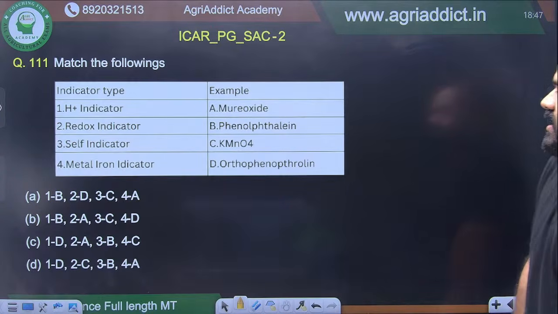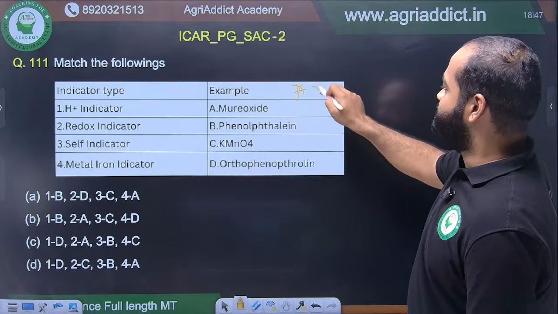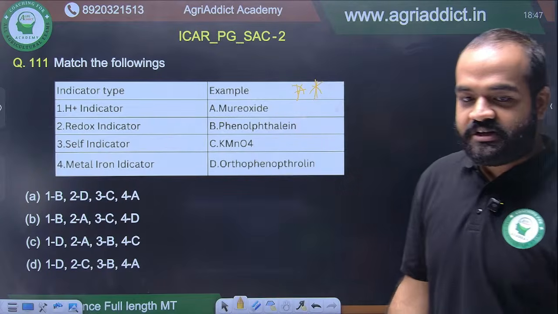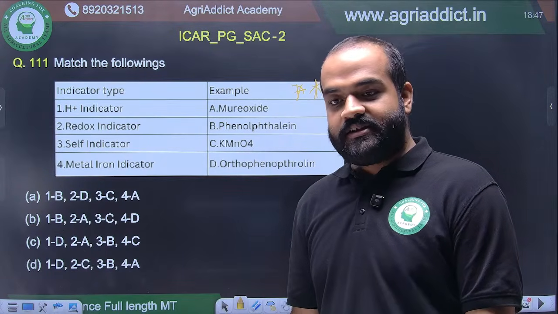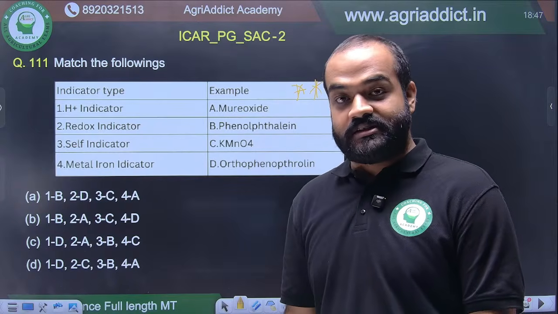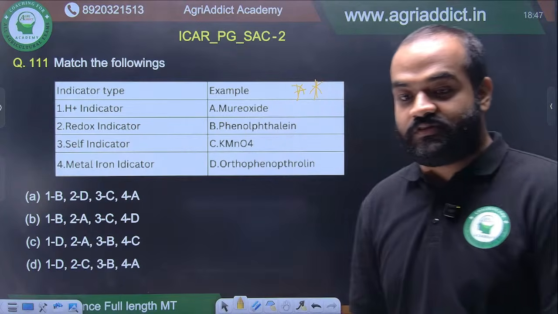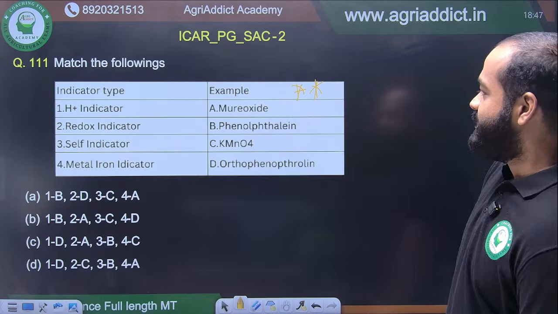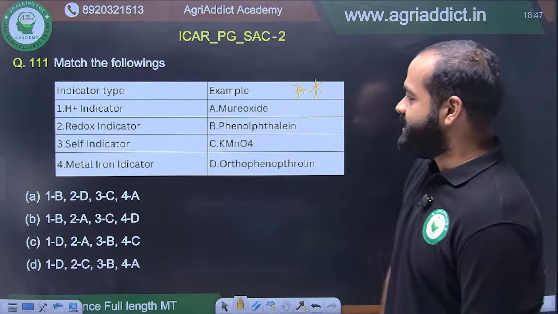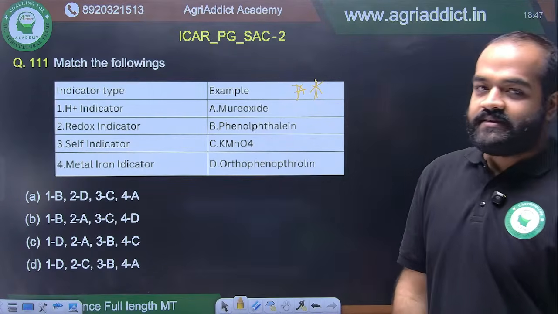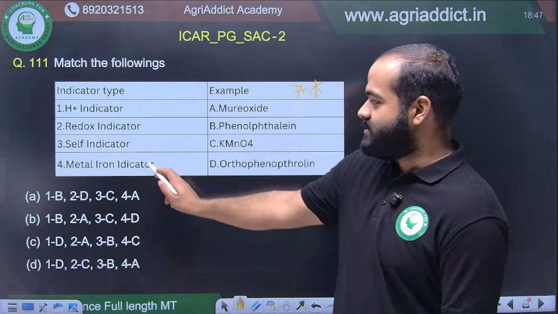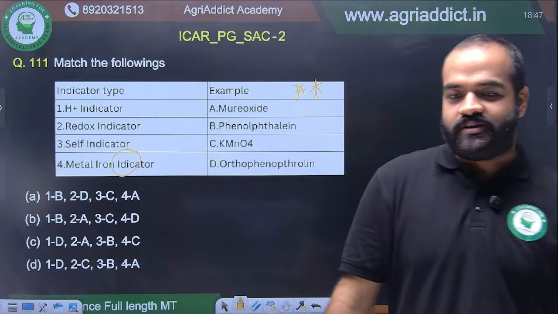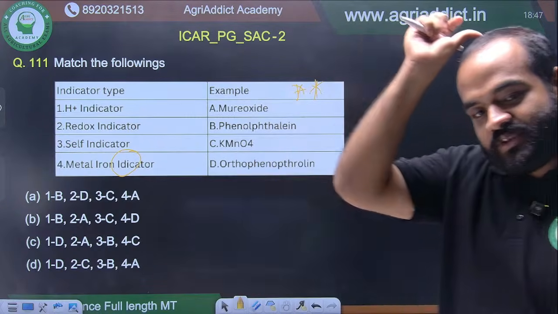Moving on. This is a very, very good question. This is from analysis and instrumentation. Do not ignore that chapter at any cost. That is very, very important. All right, you should be very thorough with your analysis chapter, and such questions keep coming. So tell me: H plus indicator, redox indicator, self indicator, metal ion indicator. This is also a PYQ. You can see with this, even NTA can make such a mistake. So tell me the answer.